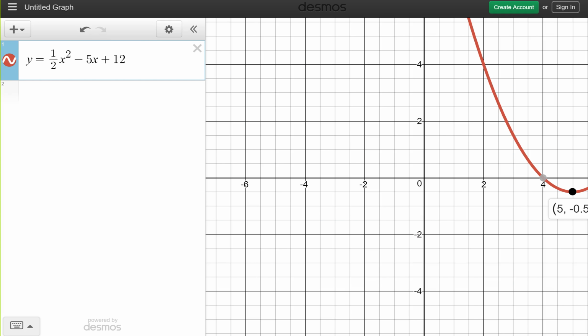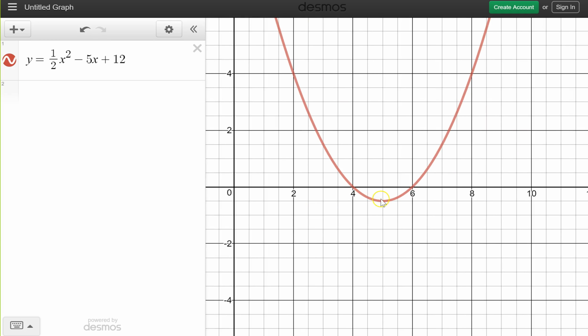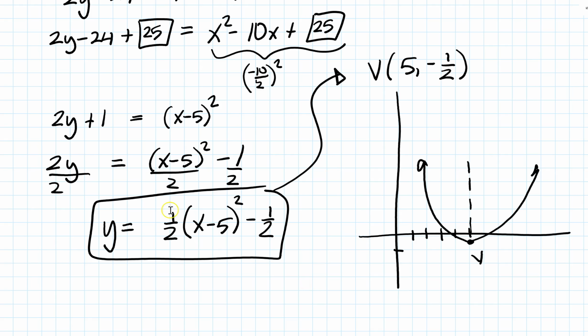And then of course we can verify this if you wanted to by plugging it into Desmos and seeing exactly what you would get. So we now have vertex form, and that is how you do number 20.